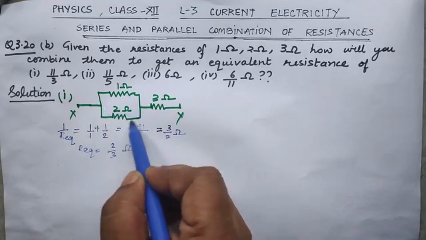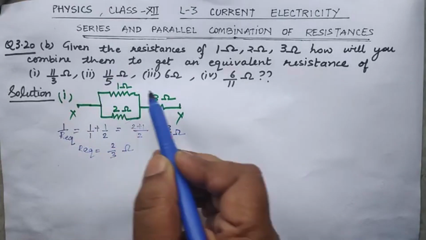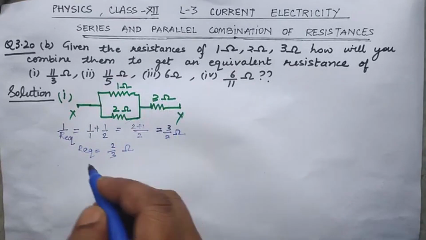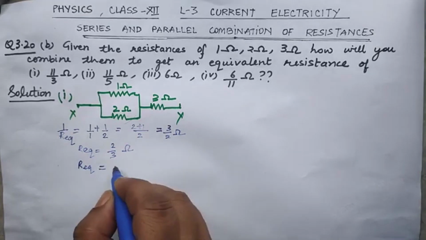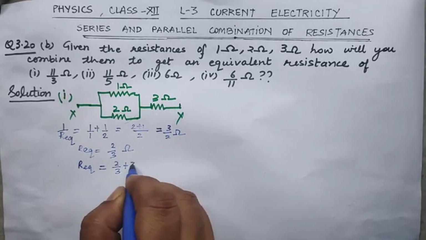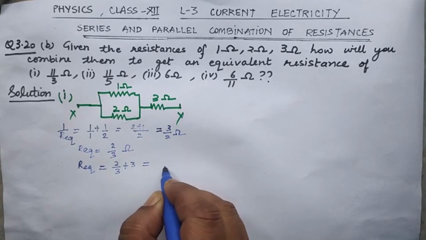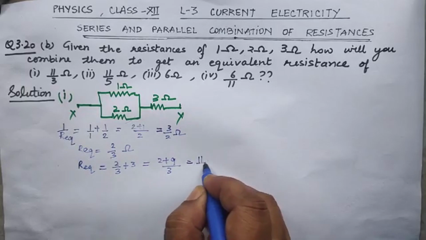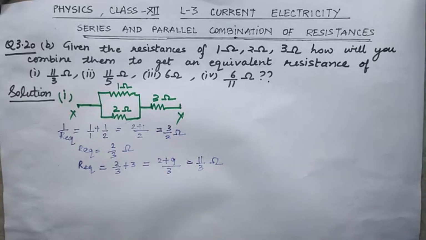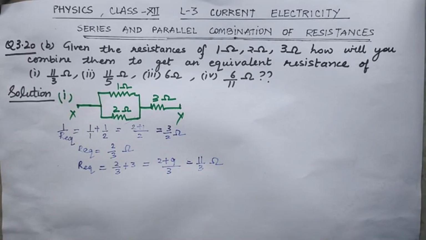Now this is 2 by 3. Now this 2 by 3 plus 3, let us see what is the value. So R equivalent is equal to 2 by 3 plus 3, that makes it 2 plus 9. So here comes the value 11 by 3 ohms. This is the required value. Let us go to second part.